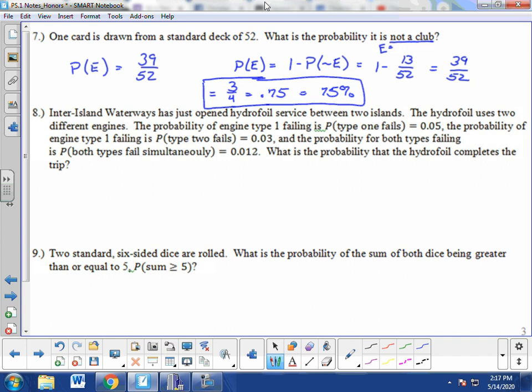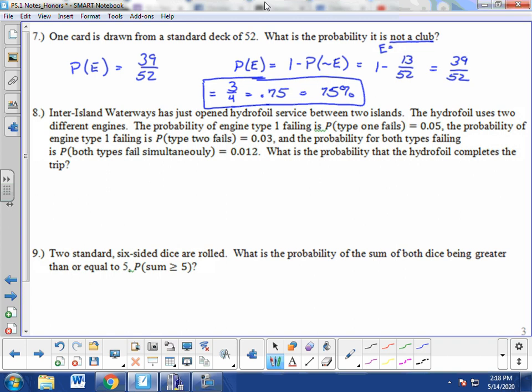Now let's take a look at problem number 8. Problem number 8 is definitely one that's going to be easier if we use the idea of 1 minus the event does not occur. So problem number 8 says Inter-Island Waterways has just opened a hydrofoil service between two islands.